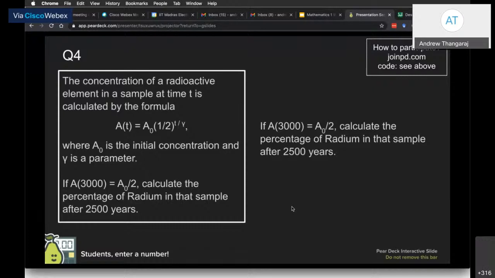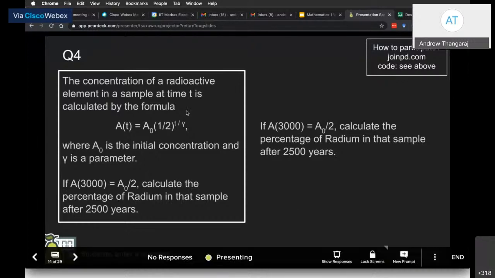So this describes a function A of t, which is exponential. It has a constant A naught multiplying, then half raised to the power t by gamma, where A naught is given as some initial concentration. Gamma is some parameter, I believe called the half-life parameter. And the question tells you that A of 3000 is A naught by 2.